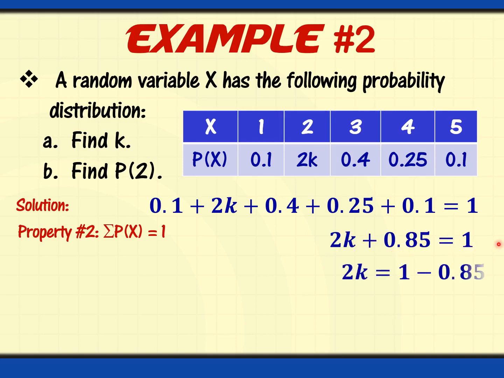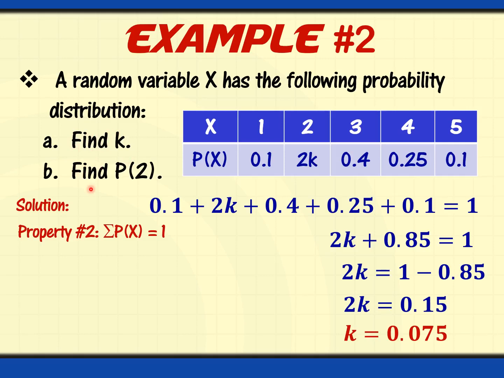We transpose 0.85 to the other side, so that will give us 1 minus 0.85, and that will give you 0.15. And then to get the value of k, you just simply divide both sides by 2, and therefore k is equal to 0.075. Okay? Now, so we have here the value of k.